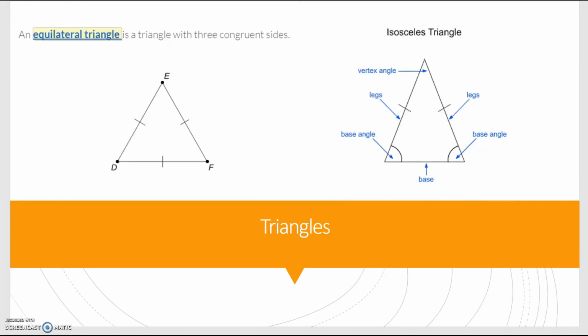An equilateral triangle is a triangle with three congruent sides. Since it has three congruent sides, it also has three congruent angles. And then an isosceles triangle is a triangle that has two congruent legs, and those base angles opposite of the legs are congruent to each other.